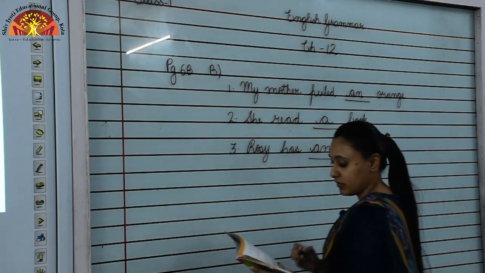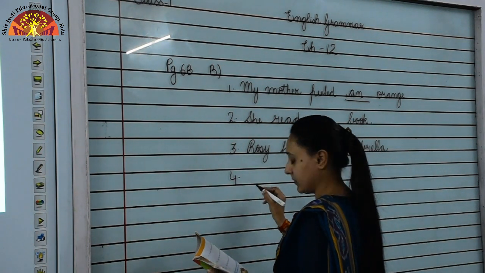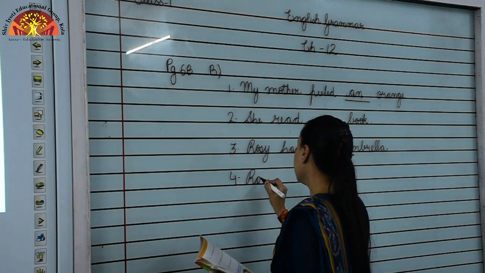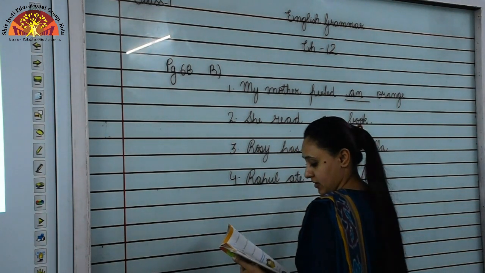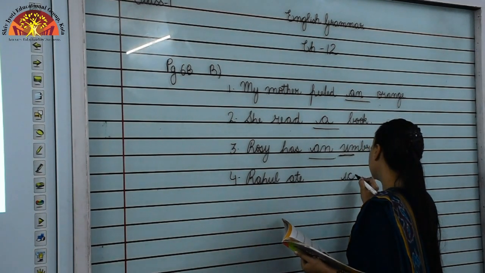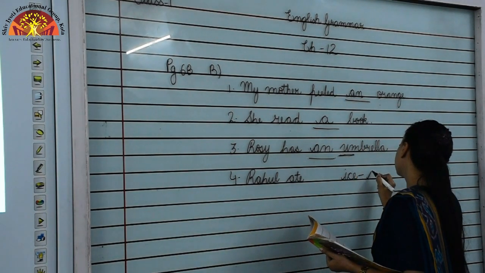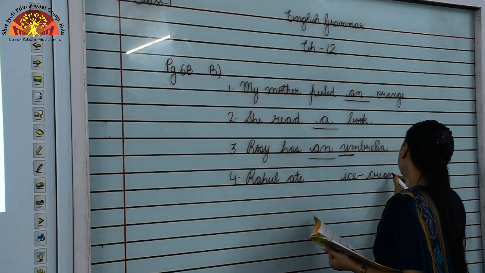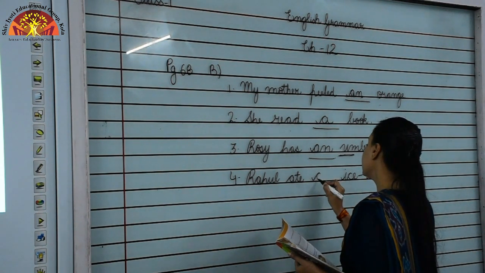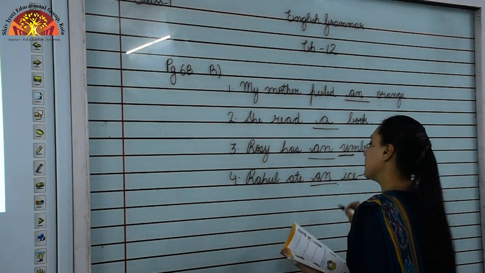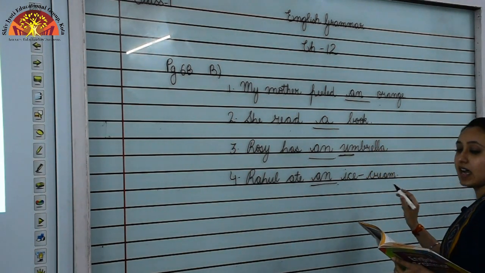Okay. Now, number 4, Rahul ate dash ice cream. So, is ice cream a consonant sound word or vowel sound word? It is a vowel sound word. So, we will add N before ice cream. Okay. Rahul ate an ice cream.